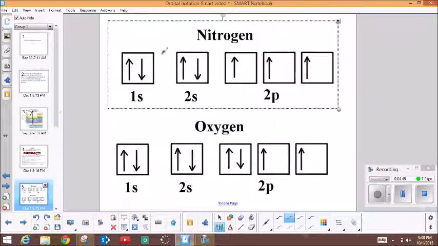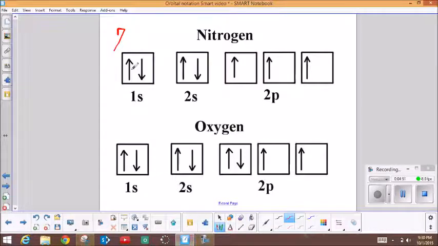Here are some other examples. This is nitrogen. Nitrogen is number 7, and so that's 1, 2, 3, 4, 5, 6, 7. You'll notice that these arrows are going up instead of down. That's really a moot point. If one is going one direction, the other goes the other. Just be consistent when you're putting in your electrons. I have a tendency to do the down ones first before the up ones, but it really doesn't matter.